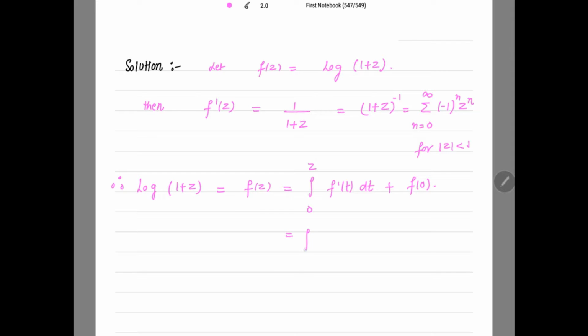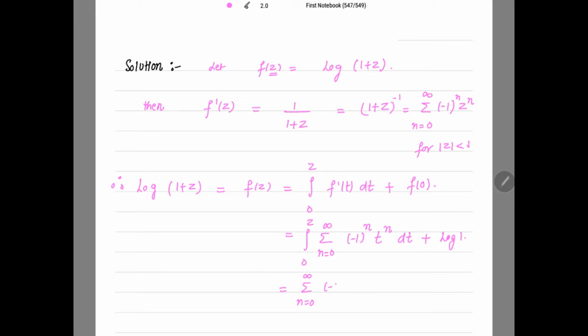So this is equal to the integral from 0 to z. What is f dash? If we write in t, what will be this? This is summation n going from 0 to infinity minus 1 the power n t the power n dt, right? Plus, what is f of 0? We put 0 over here. We get log of 1 plus 0. That is log of 1. Clear? Which is 0. So this is equal to, now taking this summation outside, n from 0 to infinity.